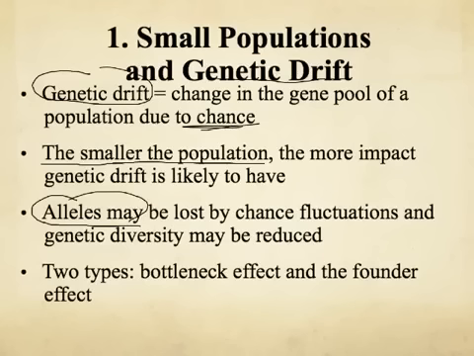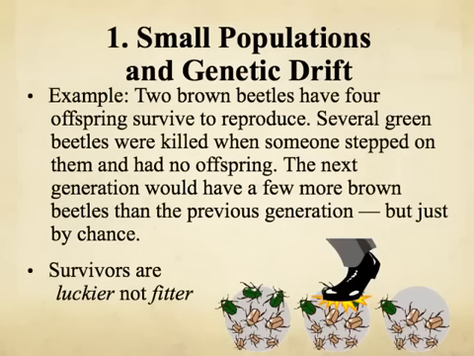And we're going to look at 2 ways this could happen. There's one type of genetic drift called the bottleneck effect, and the other type is called the founder effect. Okay. So let's look at an example. So here I have a nice population of beetles, and if we look at this picture, there's 5 brown beetles and 3 green beetles, and they're living their beetle life pretty happy.